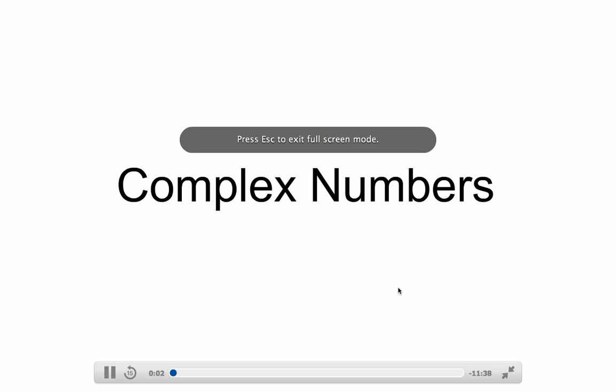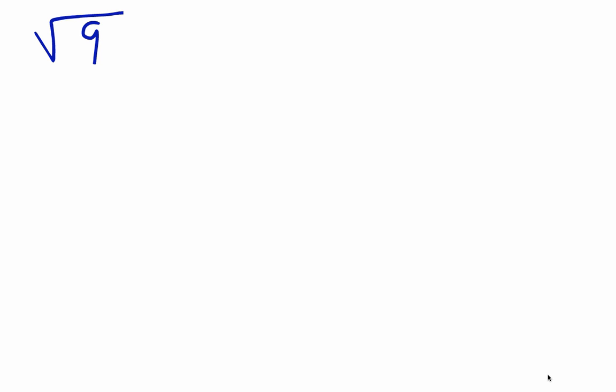This lesson is going to be on complex numbers. Alright, first of all, let's just do a little bit of reviewing. Let's say we have the square root of 9, which is 3. So that means 3 squared equals 9. 3 times 3 equals 9.